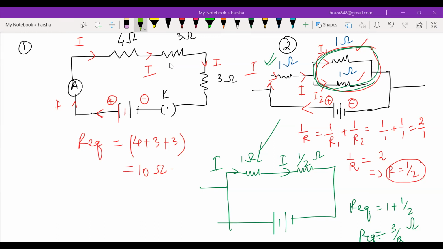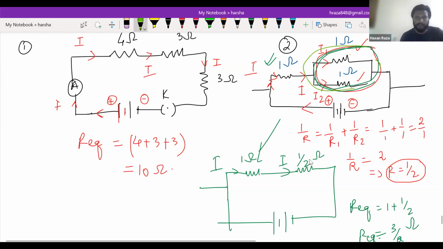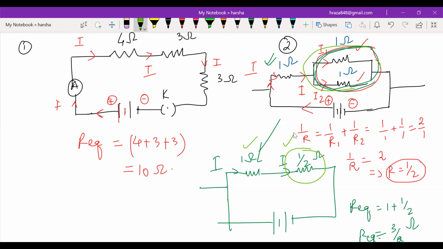So, sir, after solving a parallel resistor, we can convert it into a series. Yes, yes. Both are combined into this. Now both will look like a series combination. Yes, sir. Okay. Done, sir. Is it done, Ram? Okay.